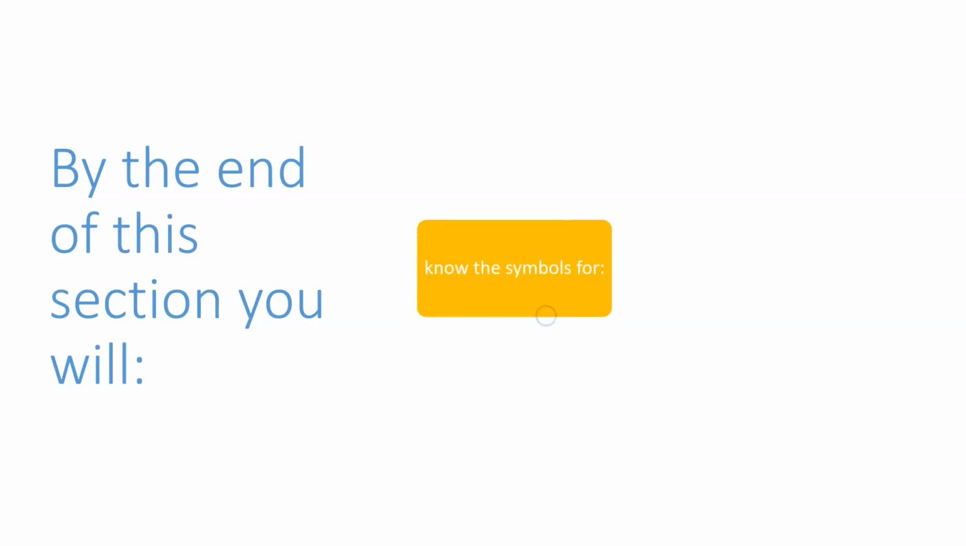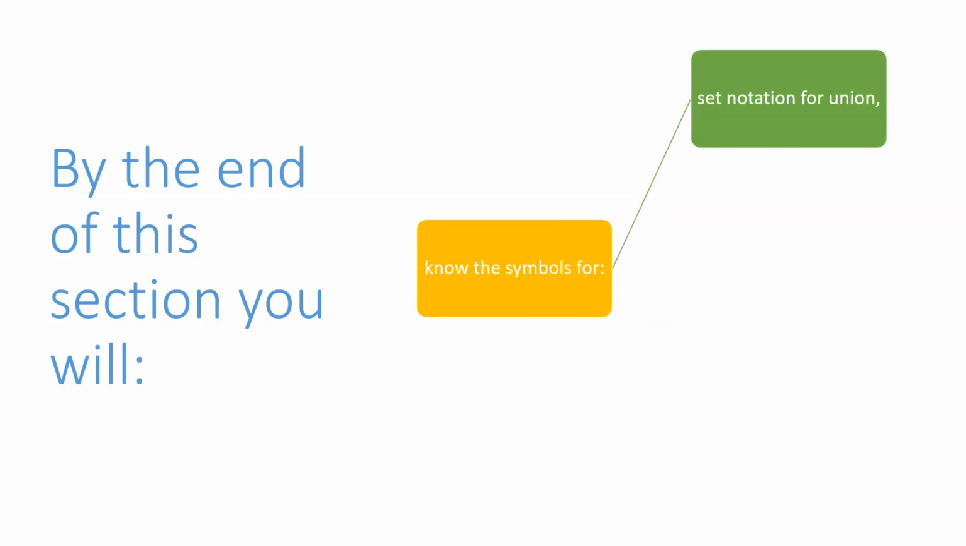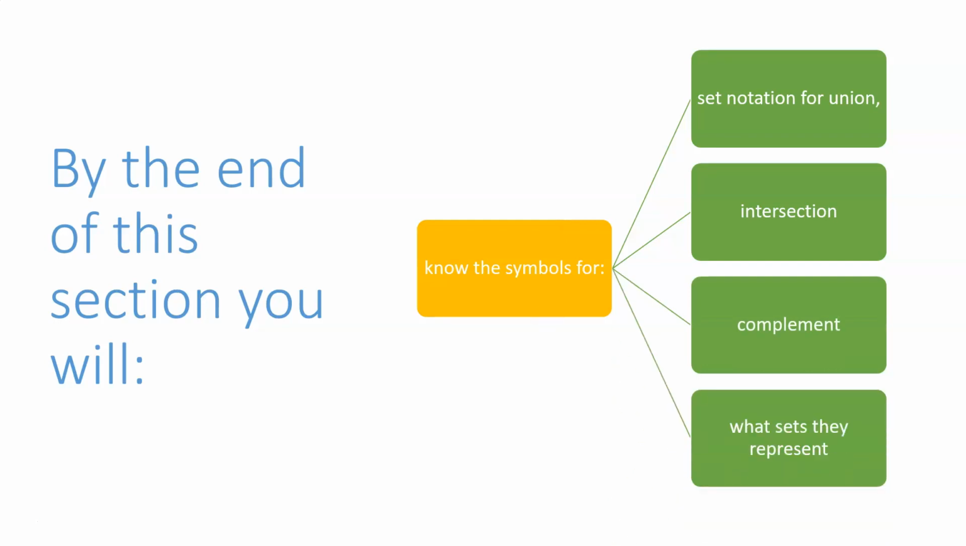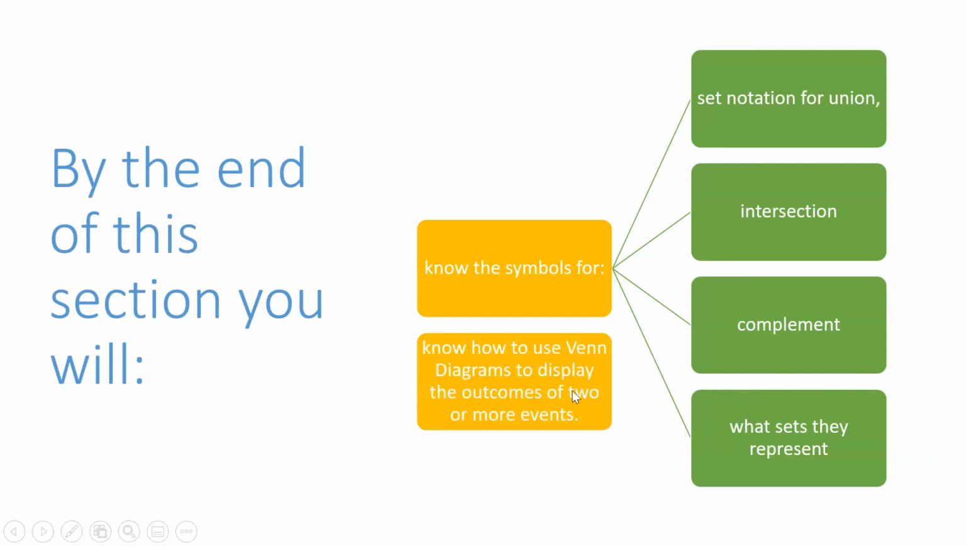By the end of this section, you are going to know the symbols for set notation for a union, the set notation for an intersection, the set notation for a complement, and what sets they actually represent. So when we're looking at a data set on a Venn diagram or maybe in a two-way table, we're going to know these sections, unions, intersections and complements, and what they actually represent. We're also going to know how to use a Venn diagram to display the outcomes of two or more events.